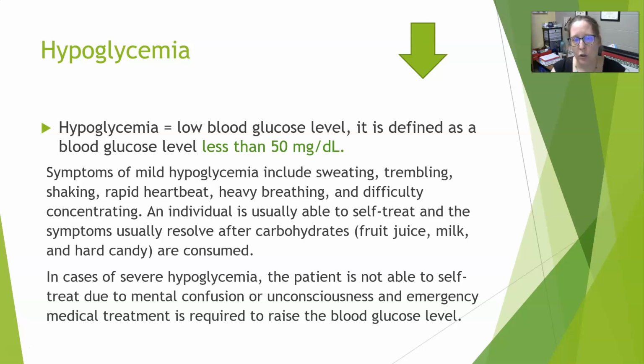Hypoglycemia is low blood glucose levels. It is defined as a blood glucose level less than 50 milligrams per deciliter. And symptoms of mild hypoglycemia include sweating, trembling, shaking, rapid heartbeats, heavy breathing, difficulty concentrating, even cold sweats.